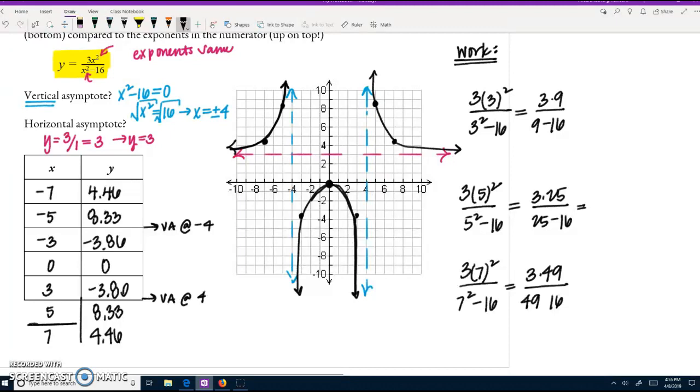So the vertical asymptote process is always the same. Set the denominator equal to 0. But when your exponents are the same in the numerator and the denominator, to find the horizontal asymptote, just divide your leading coefficients. So for 2 regular x's, you'll just divide the leading coefficients of linear terms. For quadratics, you'll divide the 2 terms in front of the quadratic. For cubic, 2 in front of the cubic, and so on.